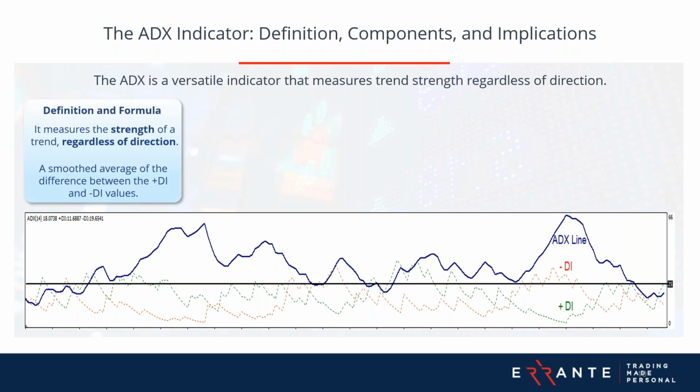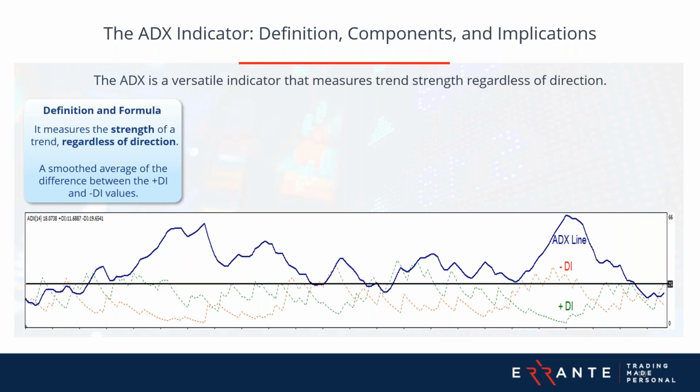So it's calculated from the plus DI and minus DI components, which measure the strength of upward and downward movements respectively. The ADX line then averages the difference between these two, giving us a value that represents the trend strength.